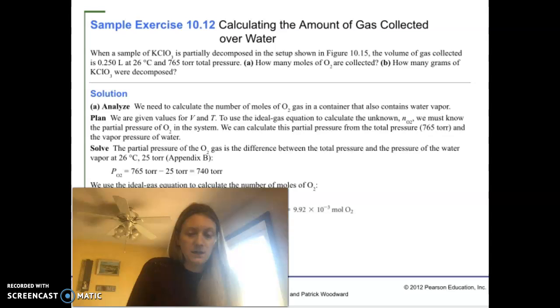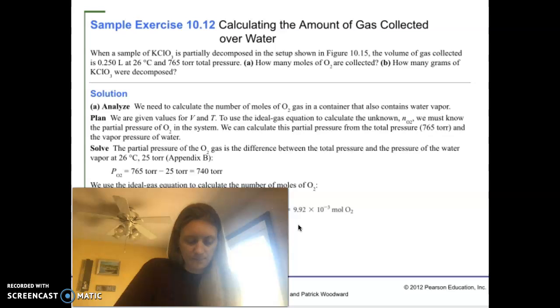So n is going to be P times V divided by R times T. So remember the P is 740 divided by 760. Multiply that by your V, which is 0.250. Divide by the ideal gas constant, 0.08206, and then multiply that by the temperature. Our temperature was 26 plus 273, giving us a total of 299. And when you do that, you get 9.92 times 10 to the negative third moles of oxygen. So that's A. How many moles of oxygen are collected?